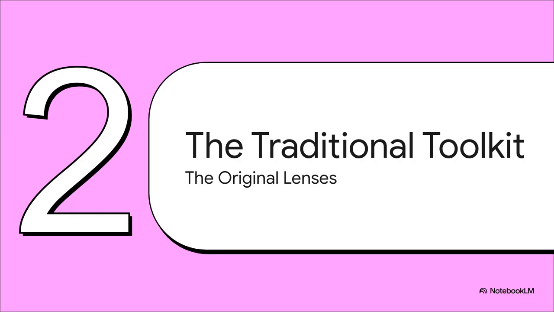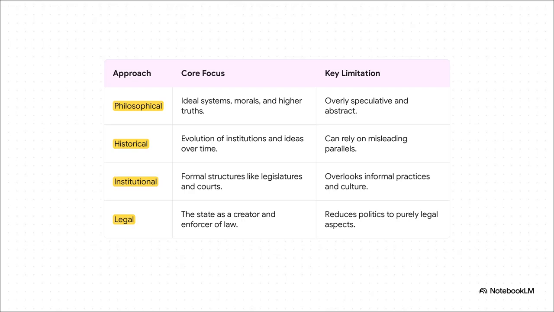So, where did these tools even come from? Well, for the first set, we have to look way back in time. For centuries, the study of politics wasn't really its own separate thing. It basically borrowed its main lenses from philosophy, history, and law. And here are those four original lenses. You had the philosophical approach, which focused on big ideas, asking what an ideal state should be. Then the historical approach, which traced how governments evolved. The institutional lens zoomed right in on the formal machinery, parliaments, courts, constitutions. And finally, the legal approach saw politics almost entirely as a process of making and enforcing laws. Each one was useful, for sure, but each one also had a major blind spot.